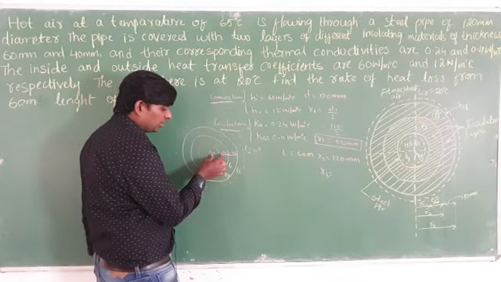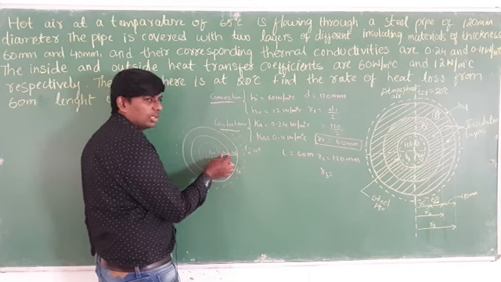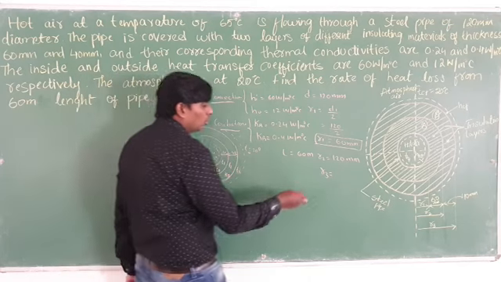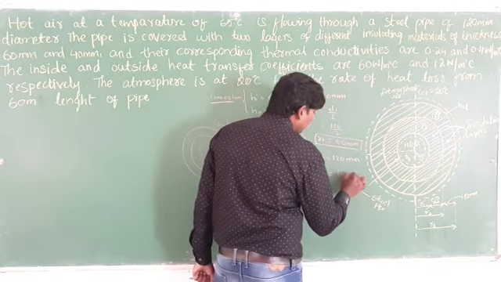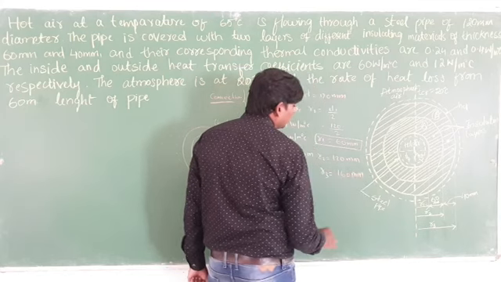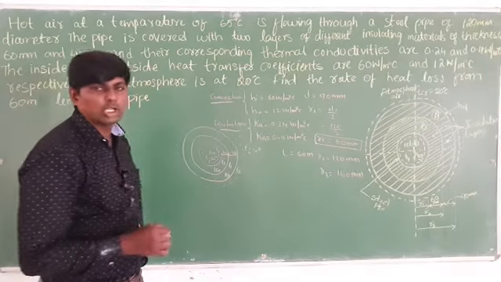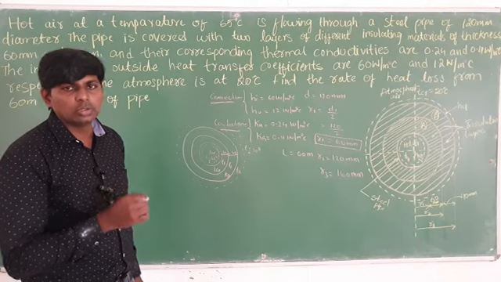Next you have to find out R3. R3 means here 60 will be there. 60 plus 60 is 120, 120 plus 40, how much is it? 160 mm. You got the values of R1, R2, R3.